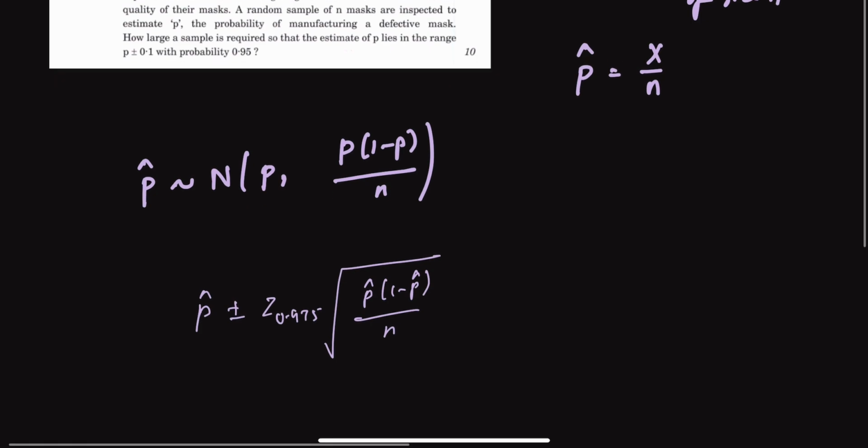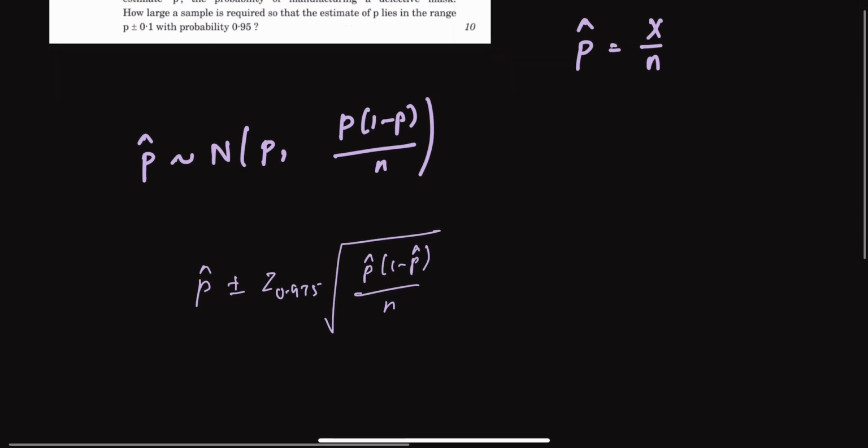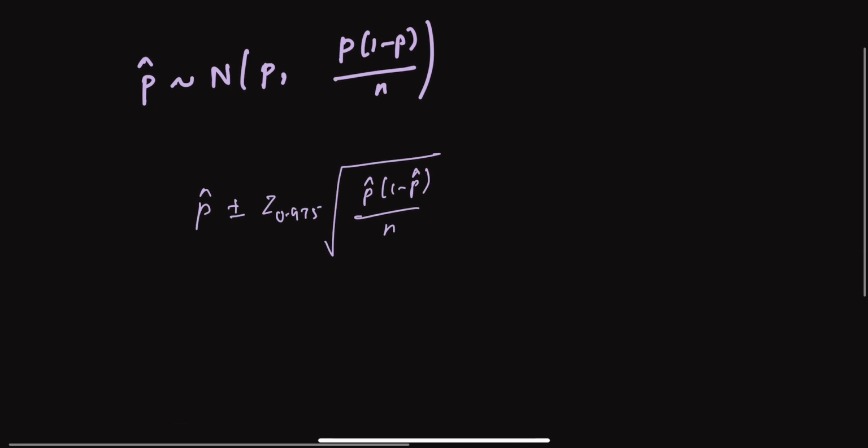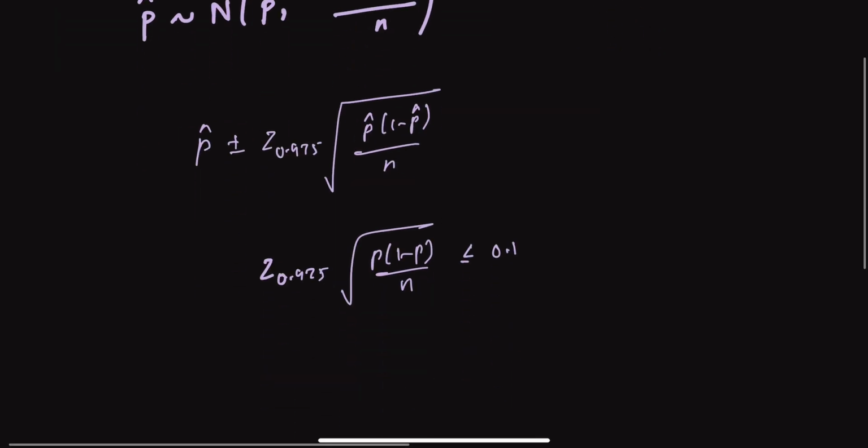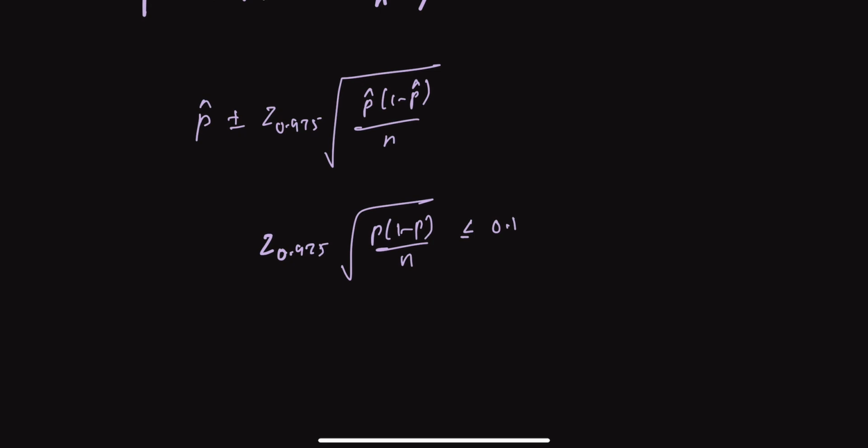And this P hat we can consider as approximately P. This half width should be at most 0.1. So Z 0.975 times square root of P into (1 minus P) by n should be less than or equal to 0.1. So that means square root of n by P times (1 minus P) would be greater than or equal to Z by 0.1.